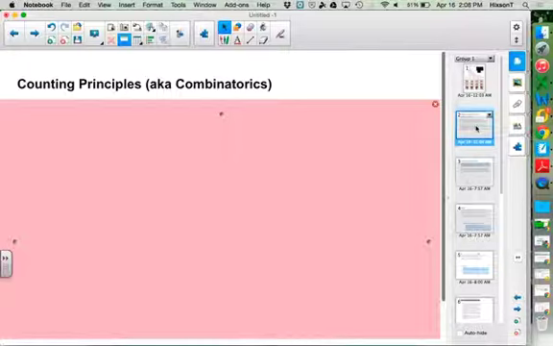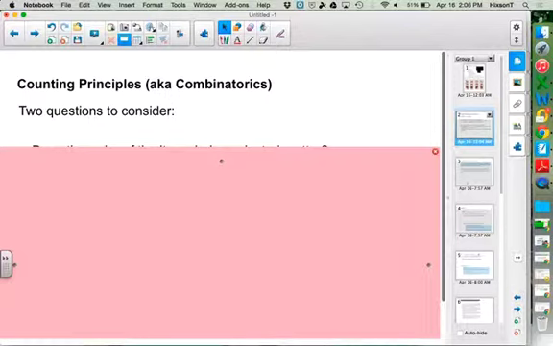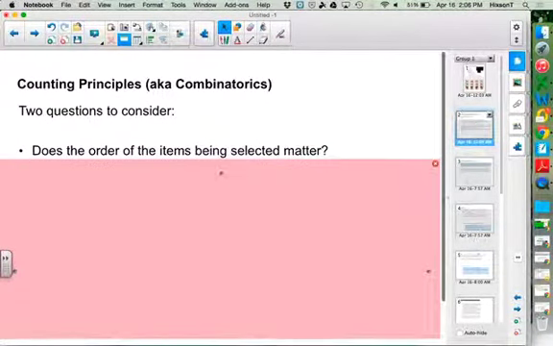Alright? But in combinatorics, we have 2 questions we need to consider when we're trying to figure out how many ways something can happen. Alright? First of all, does the order of the items that we're selecting matter? Okay? In other words, are we voting for a president, vice president, secretary, or are we voting for a 3-person committee?